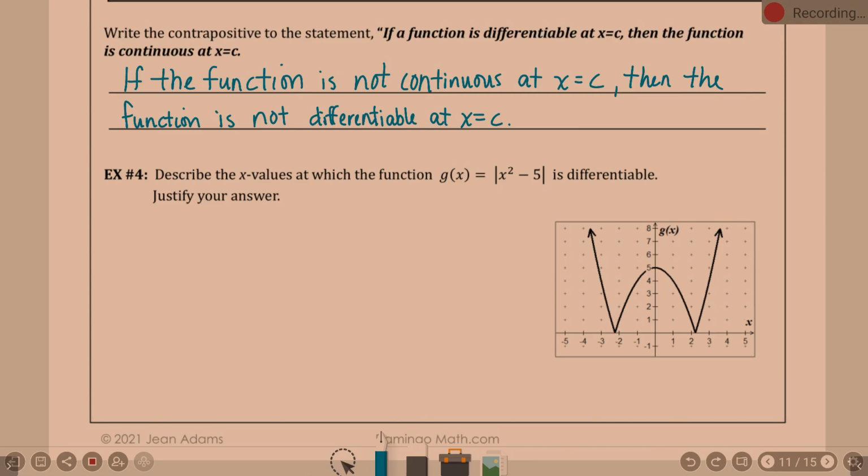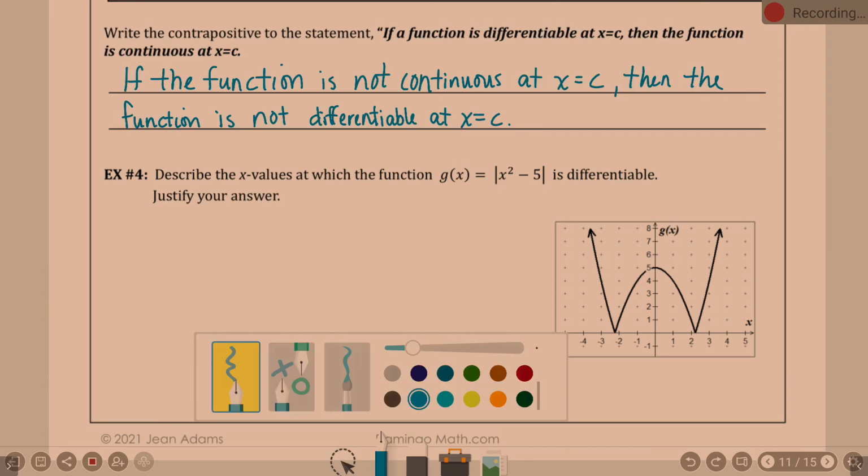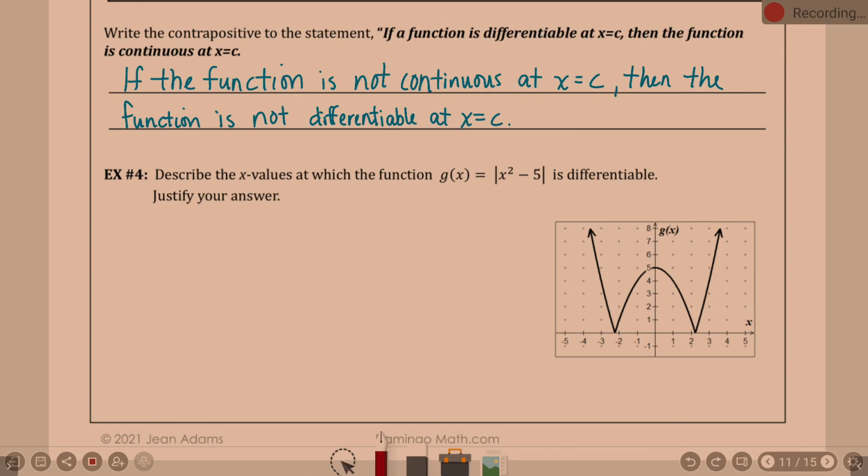Okay. Question 4 when you're ready. Describe the x values at which the function g of x equals the absolute value of x squared minus 5 is differentiable. Justify your answer.